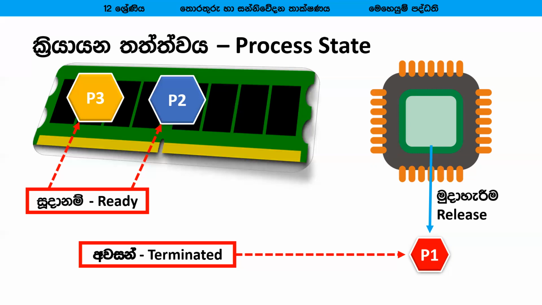At the beginning, when it is created, it is given a new state. When it is moved into the RAM, it is given the waiting state. And when someone is chosen to run, it is given the running state. And when the running is done or the execution is done, it will be released. So that particular process is given the terminated state, right?